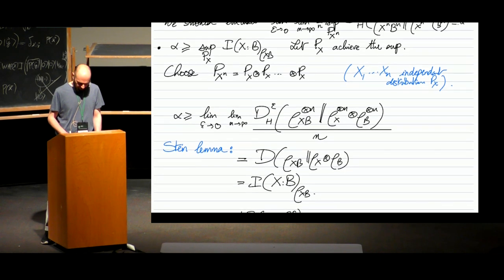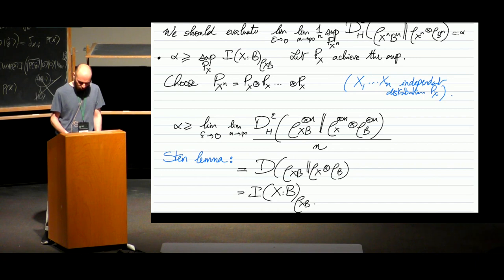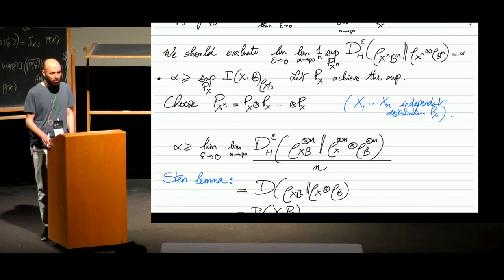So I hope this is clear. But in general, we can't use Stein's lemma to say that this quantity is equal to the relative entropy, because we're not guaranteed that the distribution Pxn is product. This is a difficulty. This state is not necessarily of product form, and remember, for Stein's lemma, I want to distinguish between two product states.